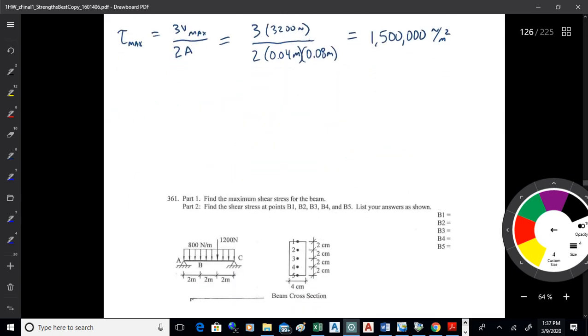If you want to find tau max for the beam, you take 3 times V max over 2 times the total area for the beam. It's basically 3/2 times the average shear. It's 1,500,000.